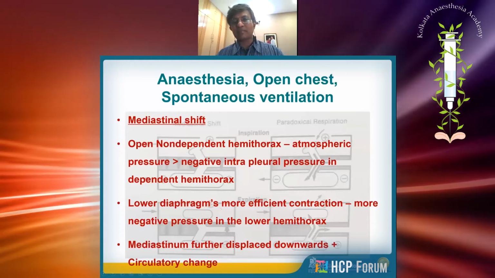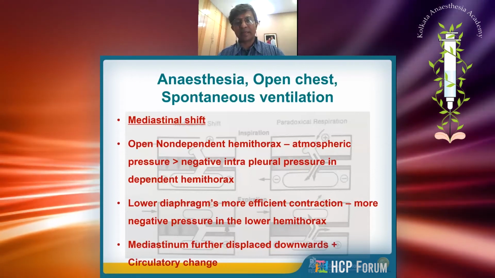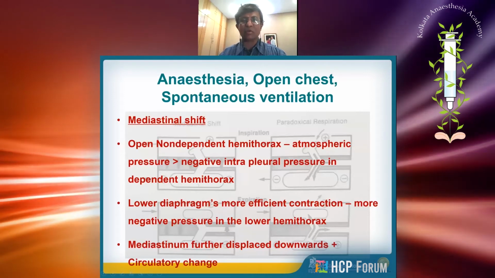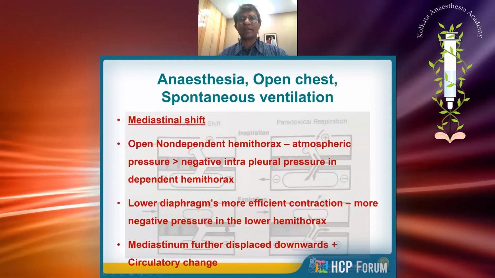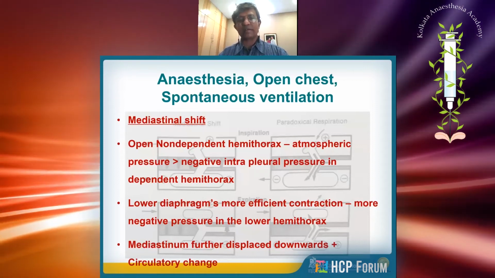And the lower diaphragm has a more efficient contraction. Remember, they are not paralyzed; the diaphragmatic tone is there. It creates a more negative intrapleural pressure. It sucks in more of the mediastinum, and therefore there is a mediastinal shift. And this can cause a circulatory change.